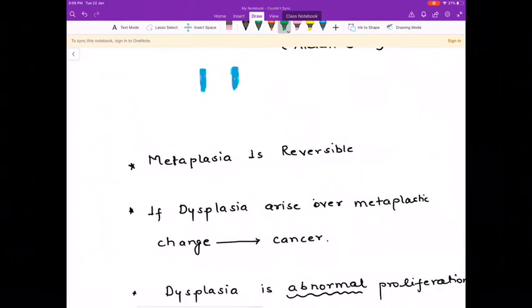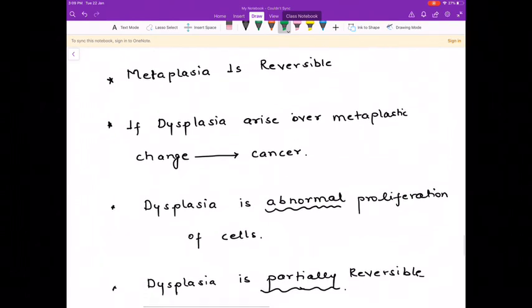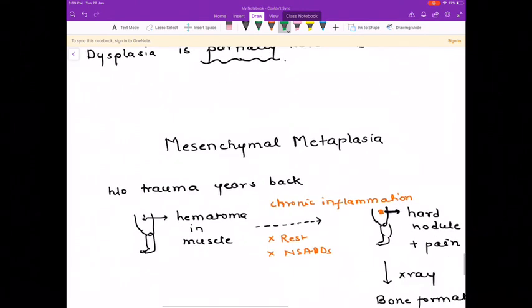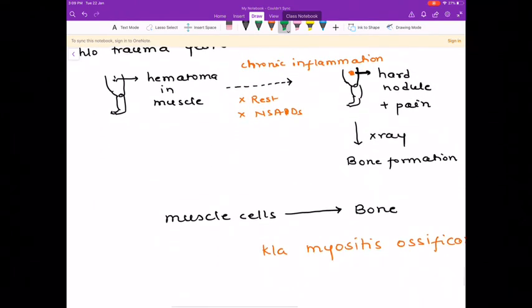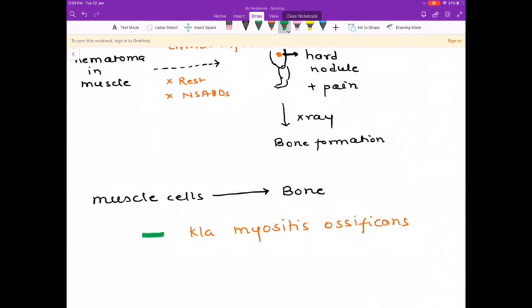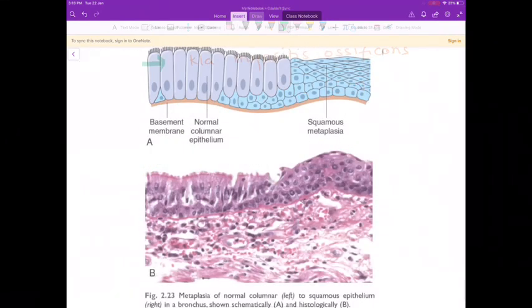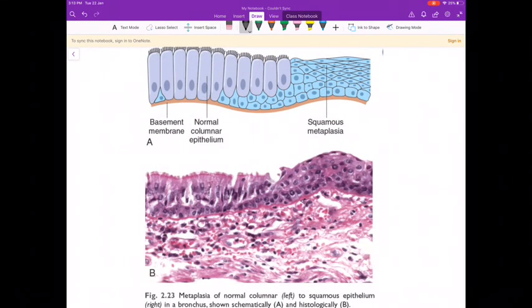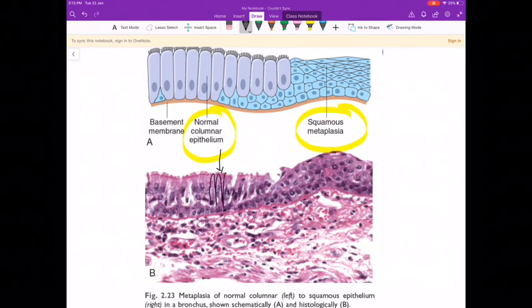Barrett esophagus, very high yield. Myositis ossificans is important from clinical point of view. First, most important image, normal columnar epithelium. Try to visualize it with the closed eyes. Squamous metaplasia, and this is how it will look like in the histology section. This is the columnar epithelium and this patch is squamous.